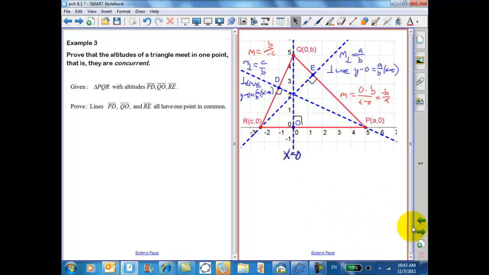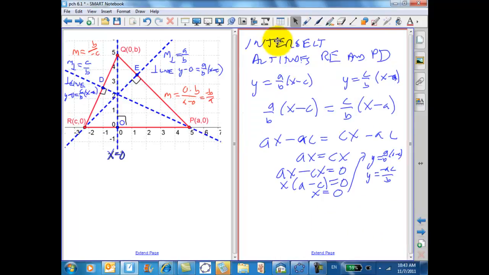Then I take those 2 perpendicular lines, those 2 altitudes, and I cross them. Now I know all 3 are supposed to cross, but I'm going to cross these 2 and see if it's consistent with the third line. So y equals a over b x minus c, and y equals c over b x minus a. Set them equal. Multiply both sides by b. Distribute. A lot of kids freak out here when they get ax equals cx, and then they divide out the x's and get a equals c.